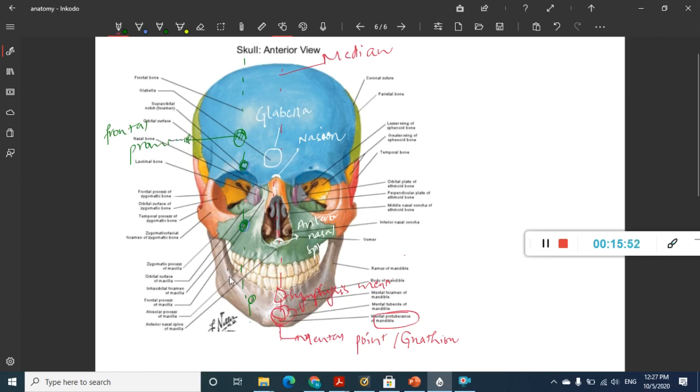And one more thing, you have this oblique line. This is the oblique line of the mandible, which also is an important point seen in the lateral part of the skull. So these are the important things which you see in the anterior view of the skull.